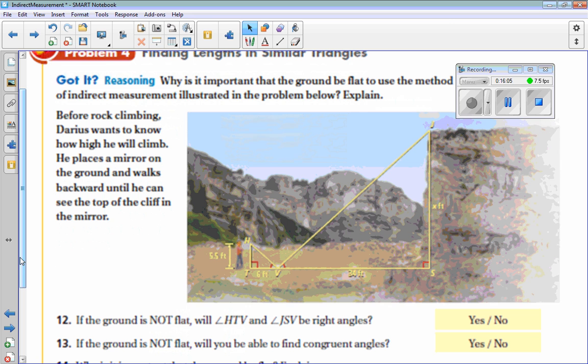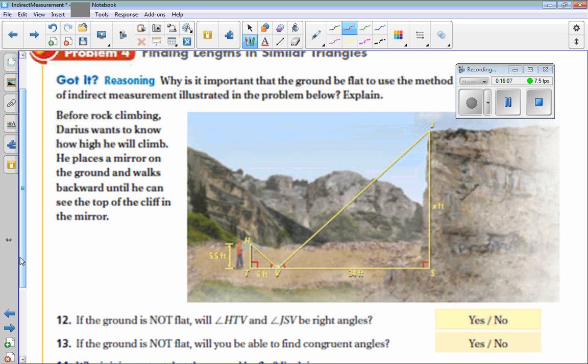Okay. So can I write a ratio? Well, first of all, what are you measuring here? Aren't I measuring from Darius to the mirror? And you can't read it, but it says 6 feet under here. This says 6, and this says 5.5. You good? And this is hard to read, but this says 34. And we're trying to figure out how tall this is.